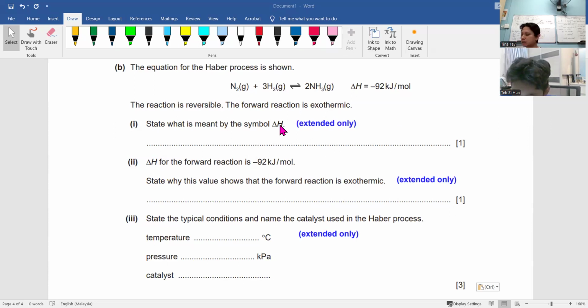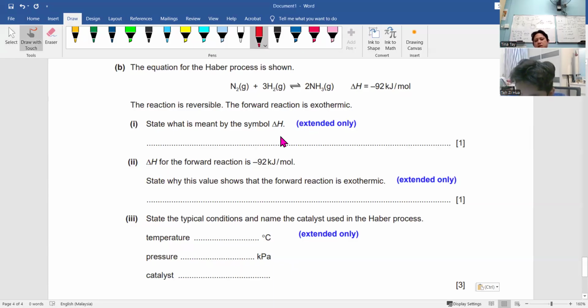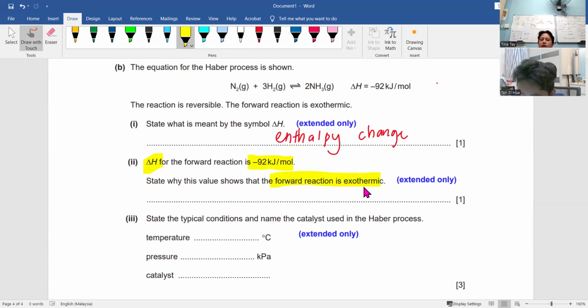Okay, done reading? State what is meant by the symbol. This means, it's very specific. It means enthalpy change. The enthalpy change is negative. State whether the forward reaction is endo or exothermic.